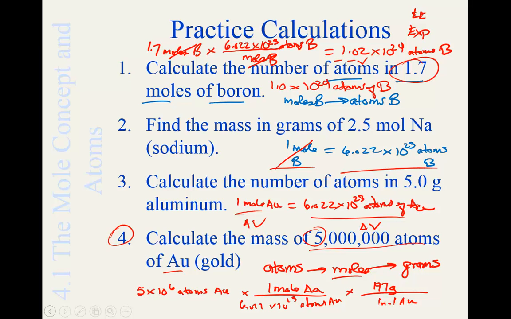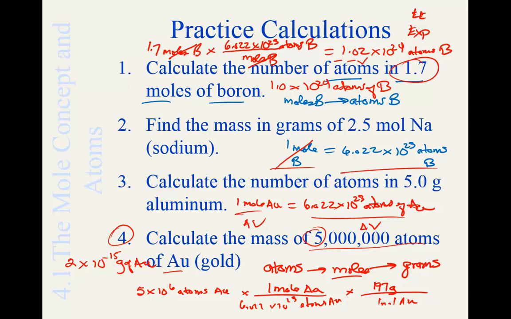But again, because 1.6, we should only have one significant figure, my final answer would be 2 times 10 to the negative 15 grams. That's of gold. All right. So always say what it's of. Don't just say grams, because we need to know what it is.